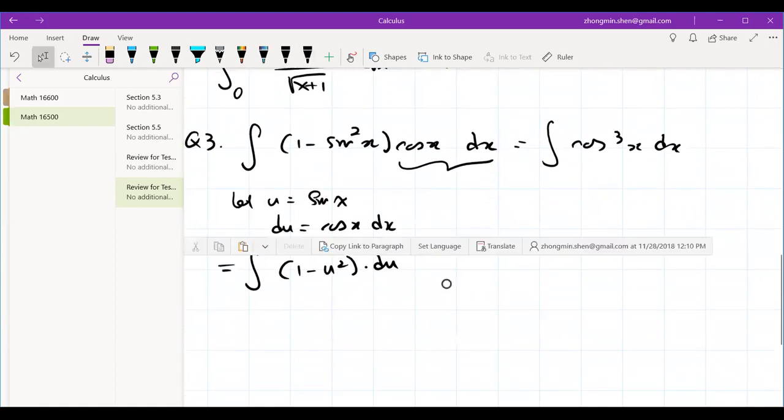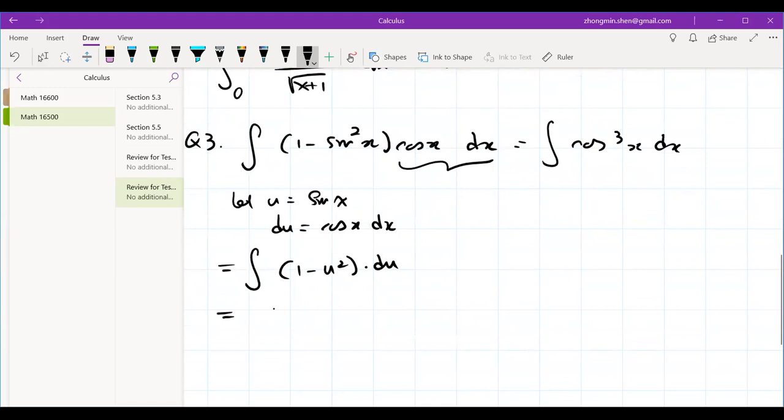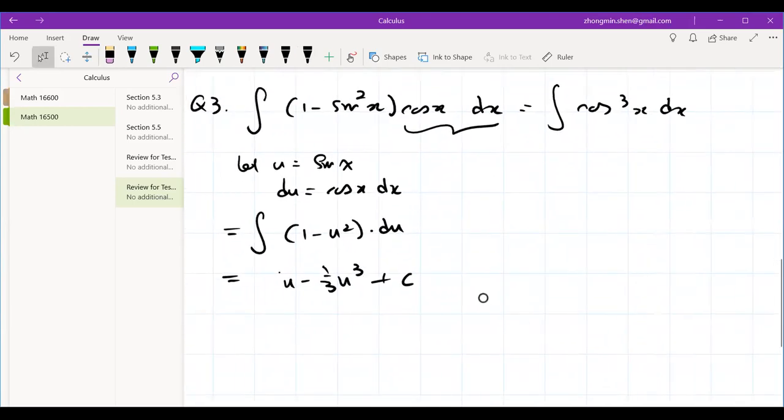Okay, and then the antiderivative will be u minus 1/3 u cubed. No, there's no integral symbol here. And the plus constant. Okay, which is going to be sine x minus 1/3 sine cubed x plus constant. If you let u be cosine x, this will not work. This does not work.